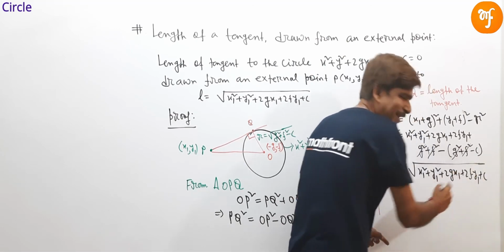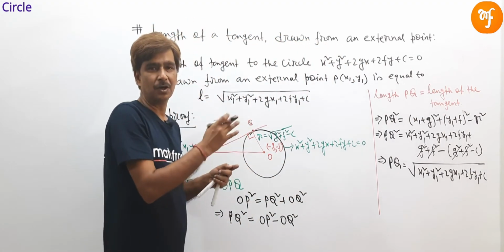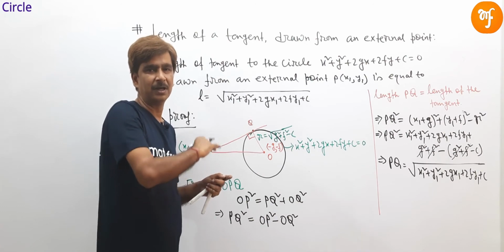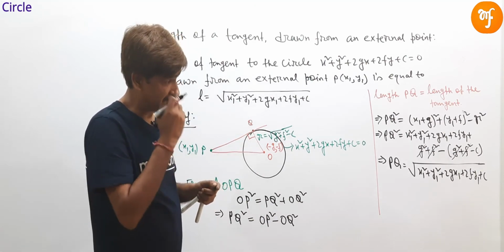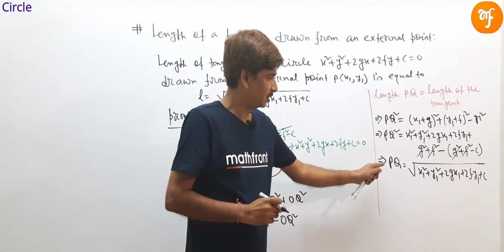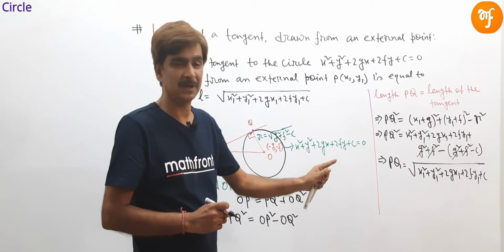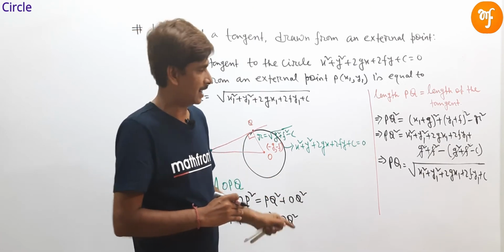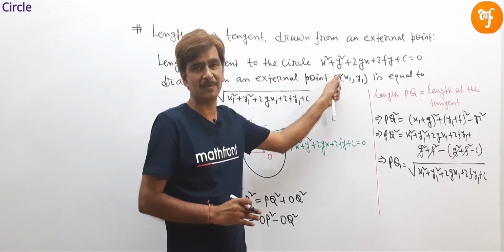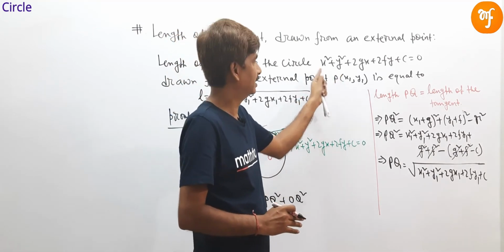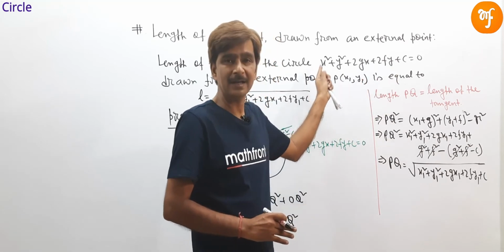Okay, so we already proved that the length of the tangent drawn from an external point (x1, y1) to the circle x square plus y square plus 2gx plus 2fy plus c can be written as PQ is equal to square root of x1 square plus y1 square plus 2gx1 plus 2fy1 plus c. And to remember this, we just substitute x and y by x1, y1 in the given equation of the circle and make the square root.